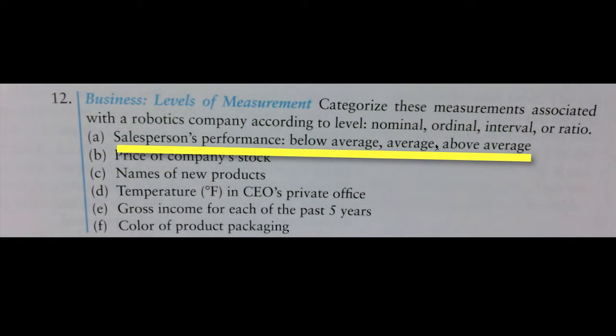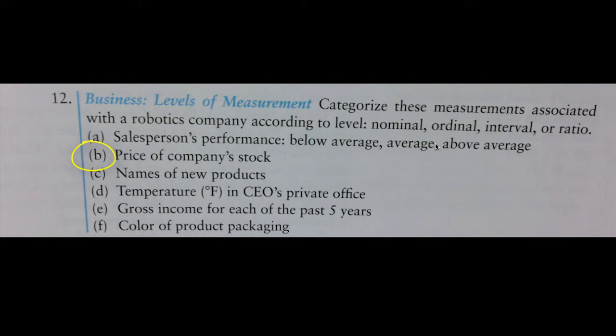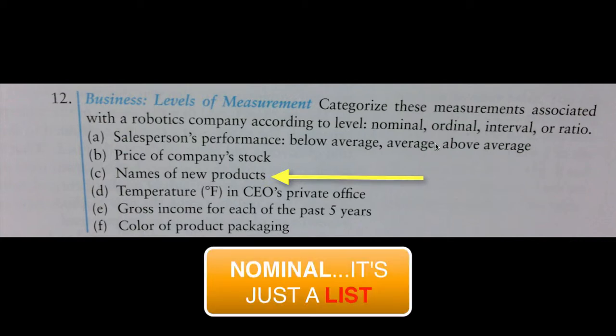Salesperson's performance: below average, average, above average. Based on our definition, this is an order. So this is ordinal. The price of company stock is ratio. And the way to follow that thinking is to put a 0 in there. If a company's price of stock is $0, the company doesn't have any stock, so there's no value there, so it doesn't exist. Names of new products: nominal, it's just a list. Names of new products is a list, so it's nominal.